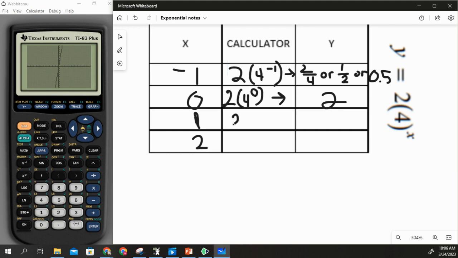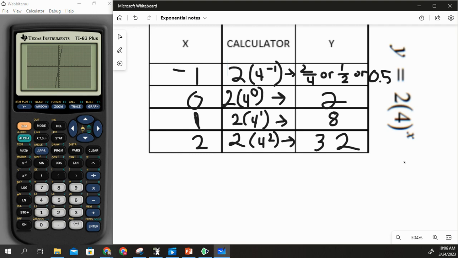Then we got 2 times 4 to the first. That's actually nice and easy. 4 to the first is 4. 2 times 4 is 8. Then we got 2 times 4 to the second. 4 to the second is 16. 16 times 2 gives us 32. See how big this stuff started to get, right?